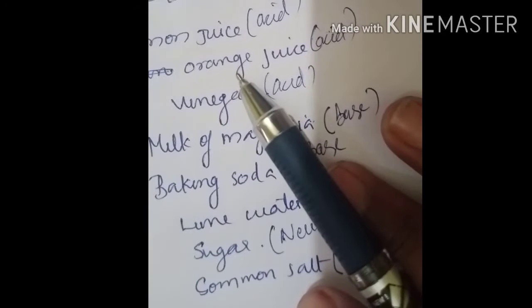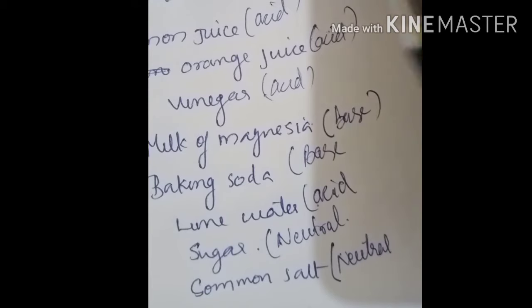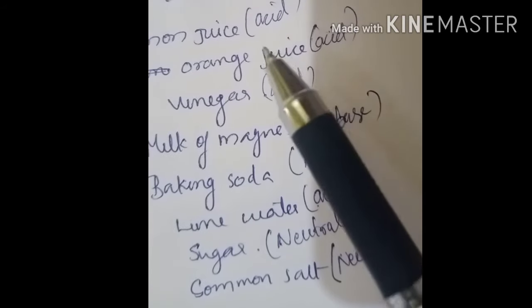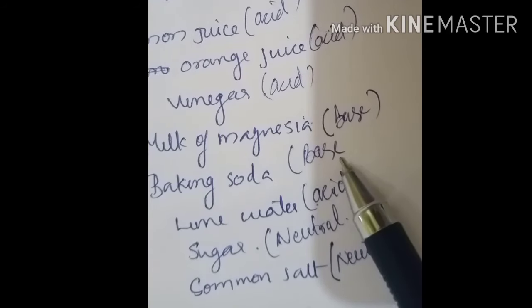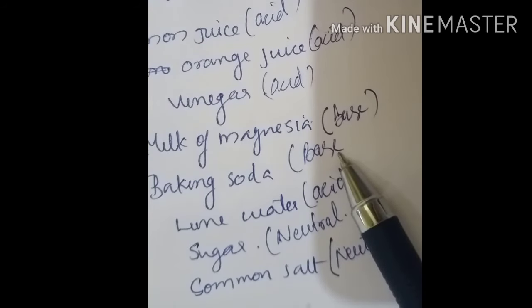So as I told you earlier, when turmeric is added to acid, there will be no change because turmeric is acidic in nature. But when it is added to a base, it changes into red. So here we can write the effect on turmeric.